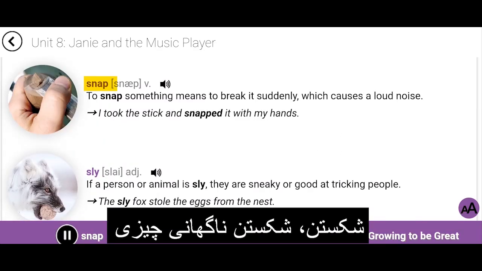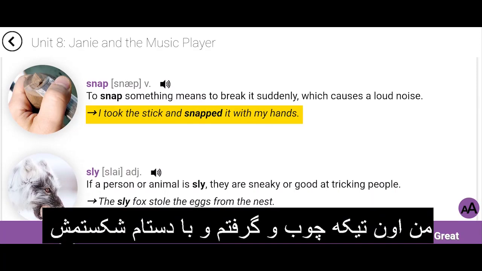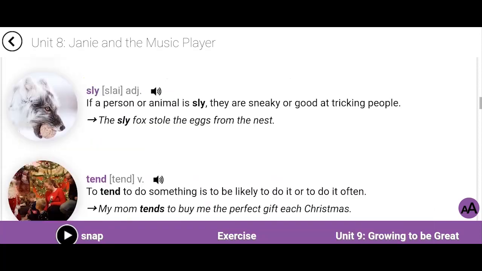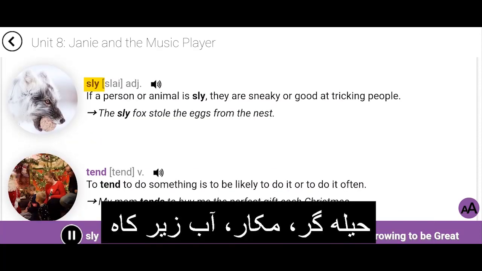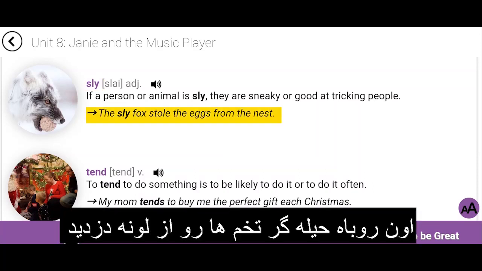Snap. To snap something means to break it suddenly, which causes a loud noise. I took the stick and snapped it with my hands. Sly. If a person or animal is sly, they are sneaky or good at tricking people. The sly fox stole the eggs from the nest.